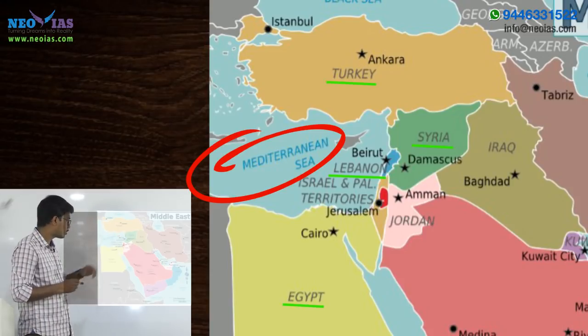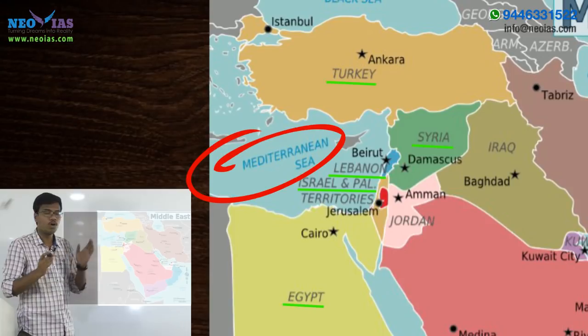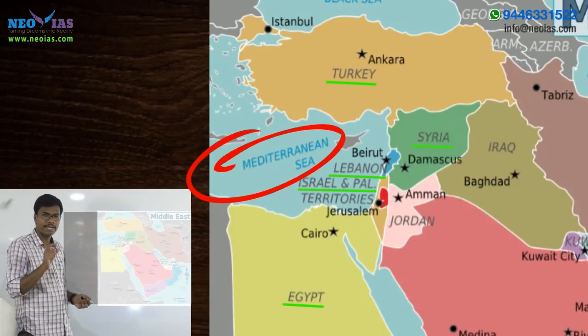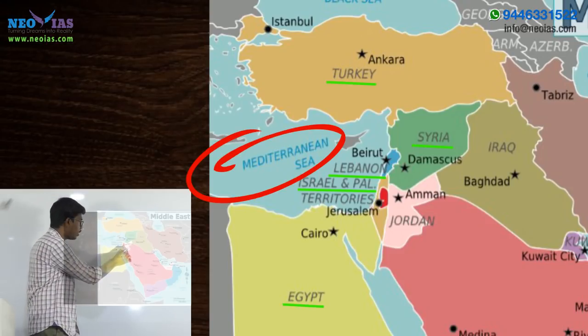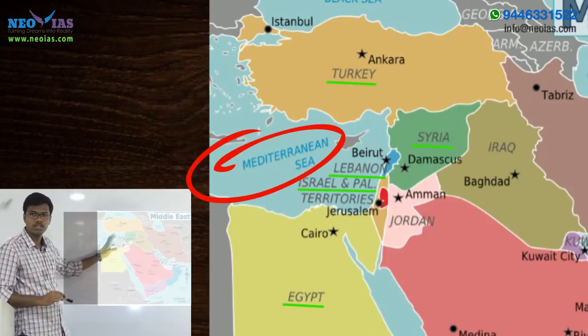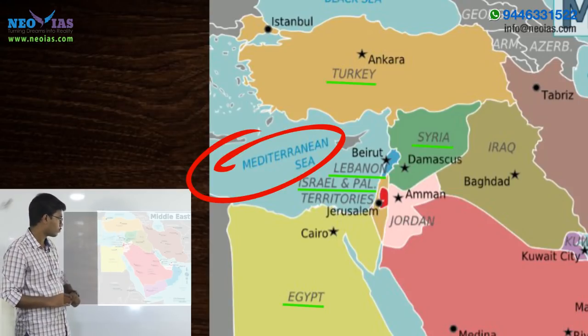Then have a look at this small piece of territory. Basically, Israel again opens up to the Mediterranean Sea. Then again the Palestinian territories, especially the Gaza Strip, open up to the Mediterranean Sea. And one thing to note down here is that neither Jordan nor Iraq shares any border with the Mediterranean Sea. So, Iraq or Jordan does not share any border with the Mediterranean Sea.